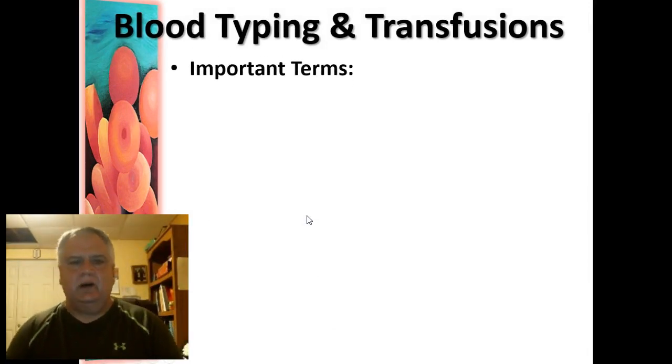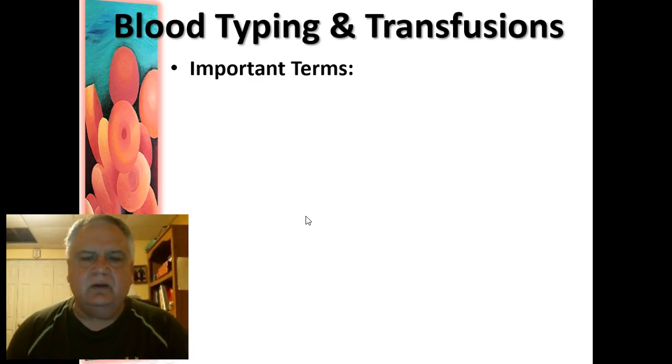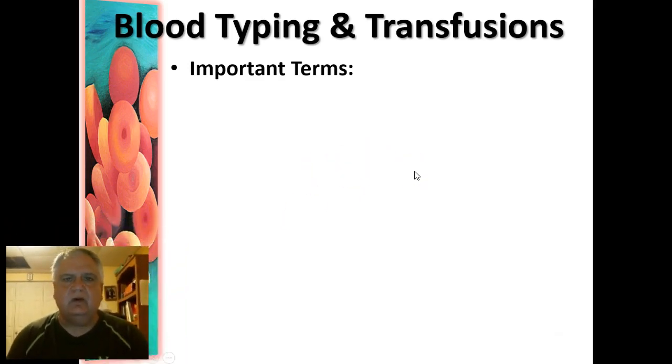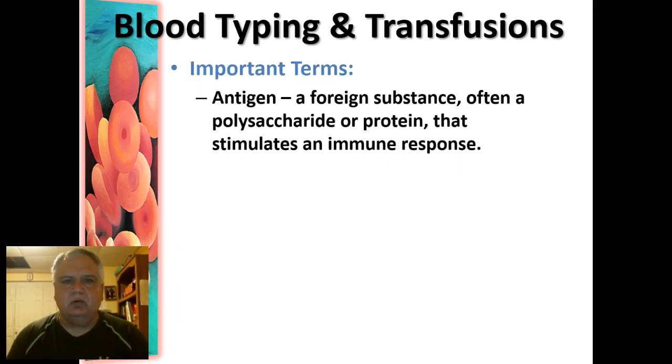Okay, next up, I'd like to talk a little bit about blood typing and transfusions and the significance of blood typing in transfusions. Before we actually get into it, there are some important terms that you need to be familiar with. The first of these terms is antigen. An antigen we usually think of as a foreign substance. Oftentimes, it's either a complex carbohydrate, a polysaccharide, or it can be a protein.